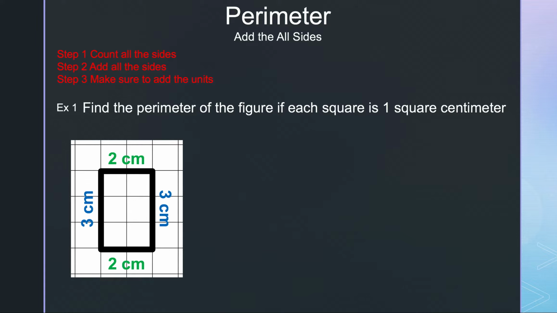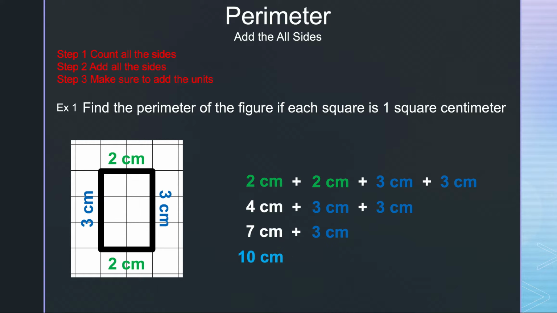Now we're on to step 2, add all the sides. So we're going to put them in order and start adding them. 2 plus 2 is 4, 4 plus 3 is 7, and 7 plus 3 is 10. So the perimeter of this figure is 10 centimeters.